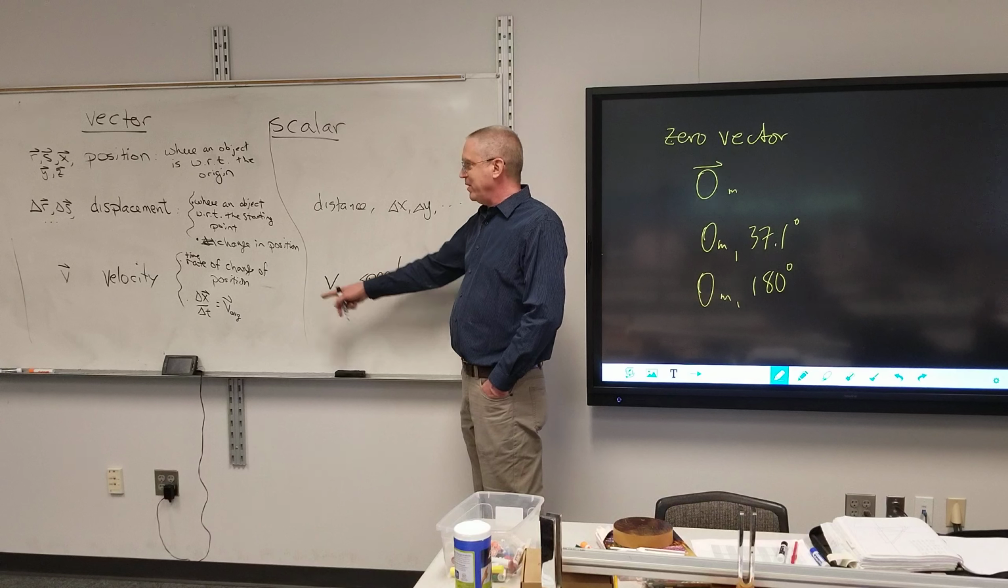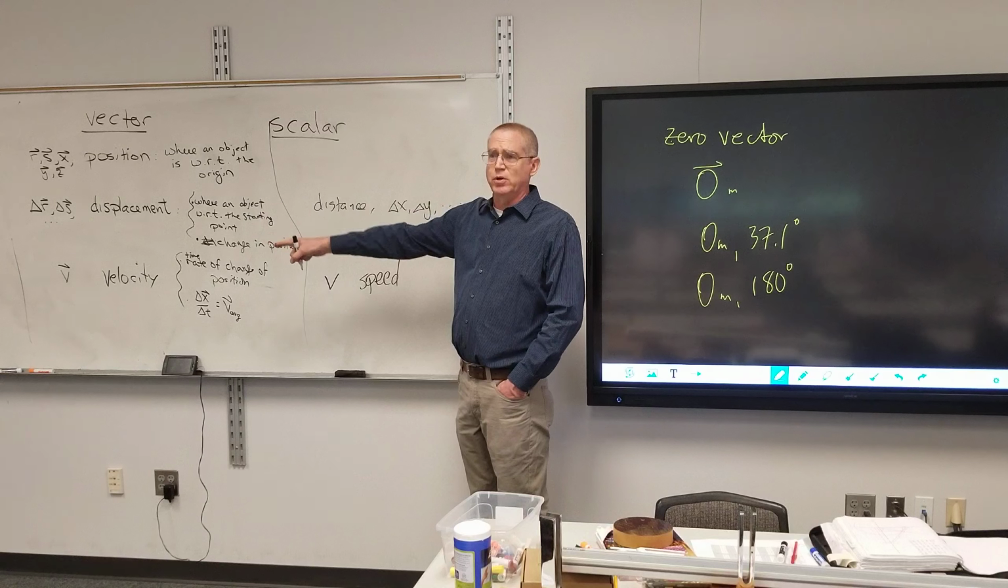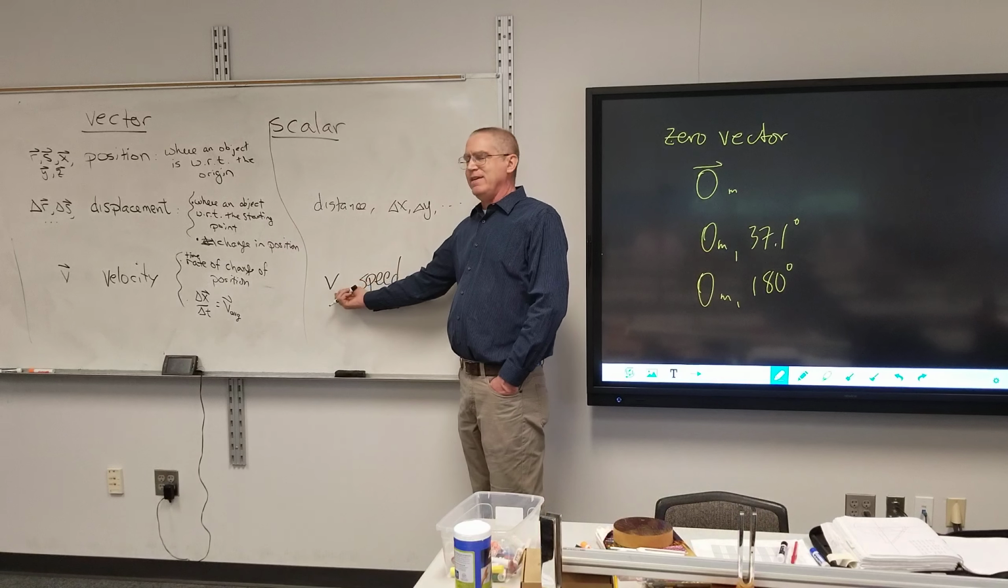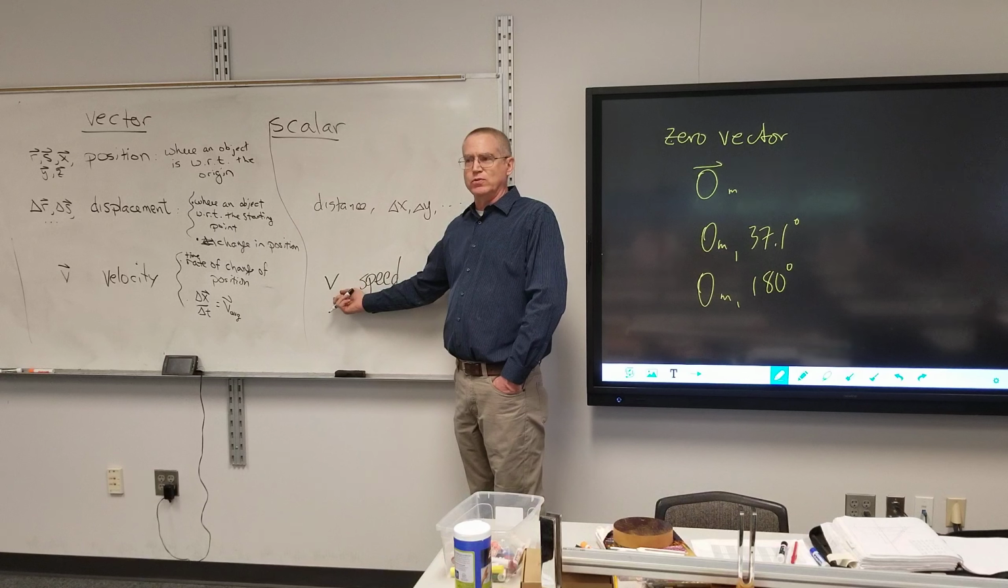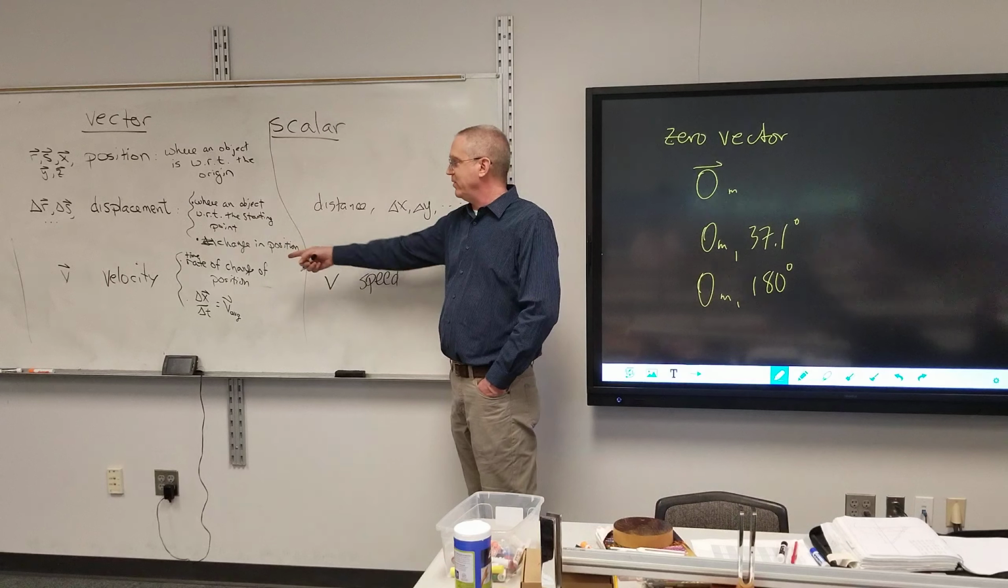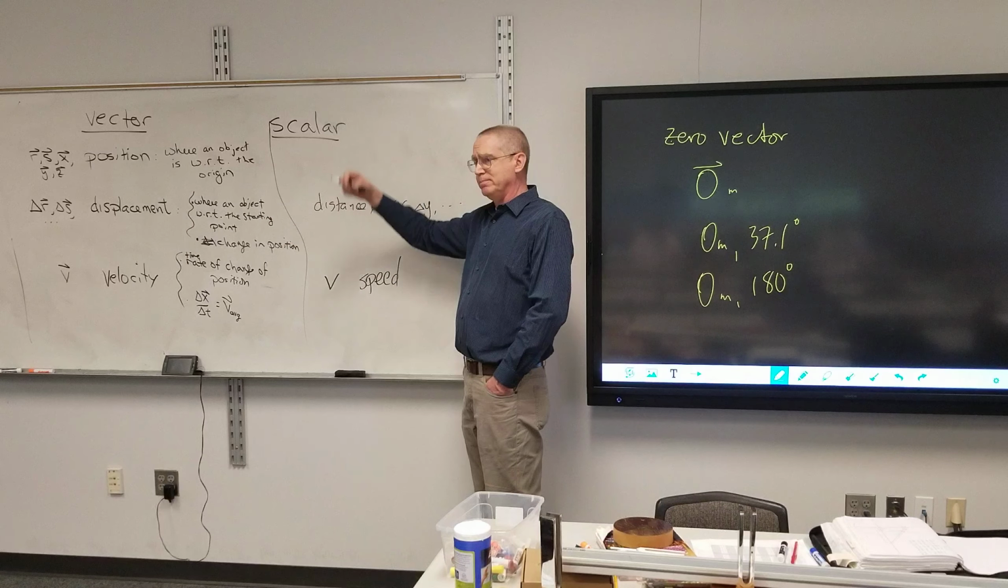The symbol is basically the same as over there, except no vector symbol. So the symbol for speed is a V. This sometimes confuses students because they think V velocity, but remember, velocity is a vector, speed, scalar.